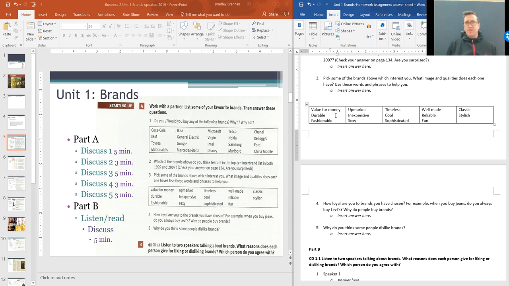So again, look at some of those. So question 3 is pick a few of those brands and describe how you feel, what image qualities come to mind when you think of those brands.